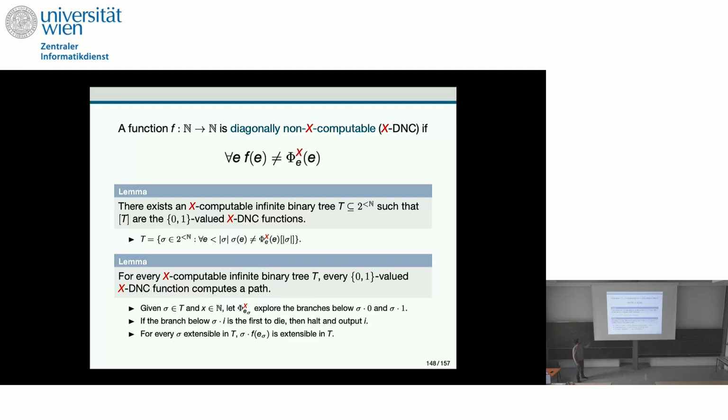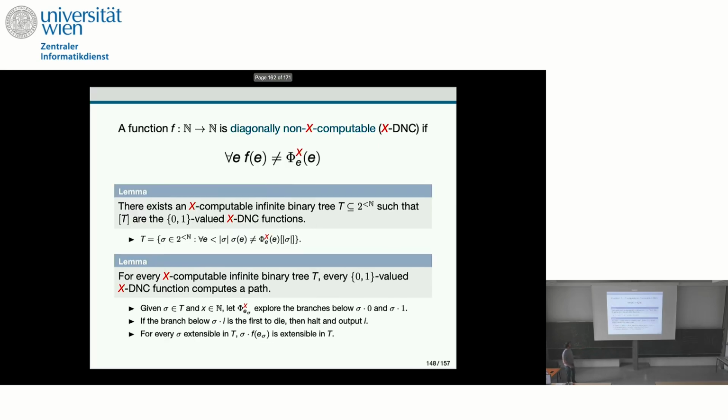And given an x computable 0-1 valued DNC function, you can compute a path through any x computable infinite binary tree. And actually here, it's a non-trivial relativization because it's not only that x computes a member, but it computes directly a path. Because if you have a 0-1 valued x DNC function, actually you compute x. So it's a small subtlety. But the proof is the same.